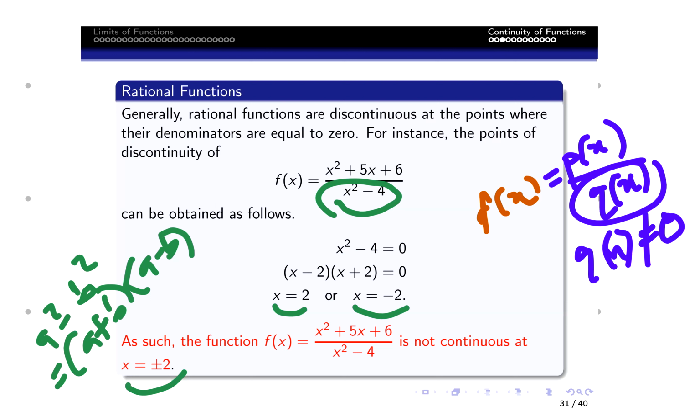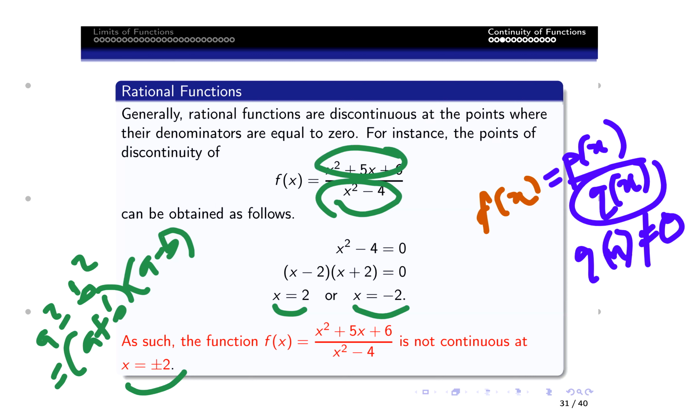So if you are told to find the point of discontinuity of a function that is rational, just equate the denominator to 0 and solve for x. Then in the same way, if you are told to find the point where a rational function will be 0, in that case, equate the numerator to 0 and solve for x.